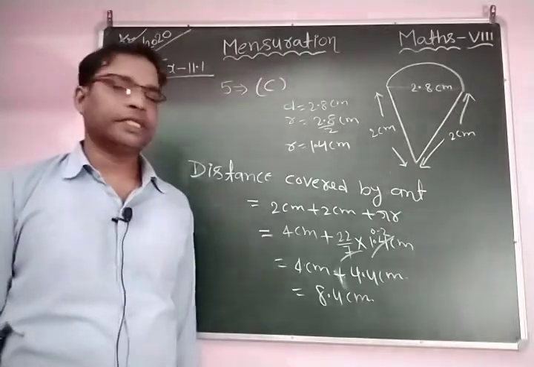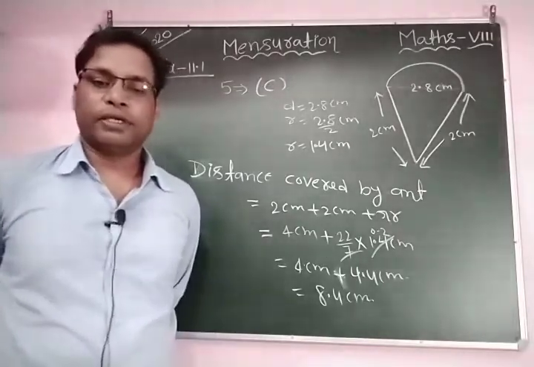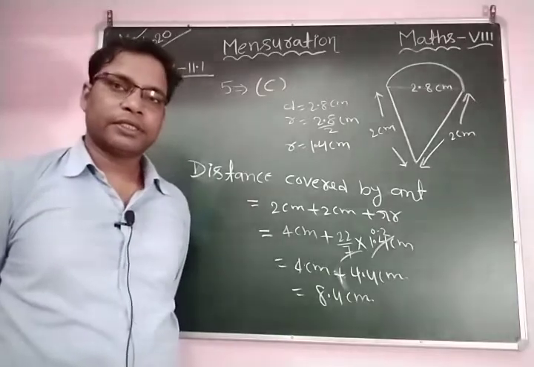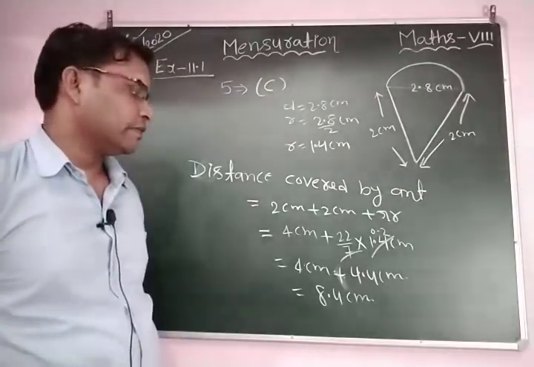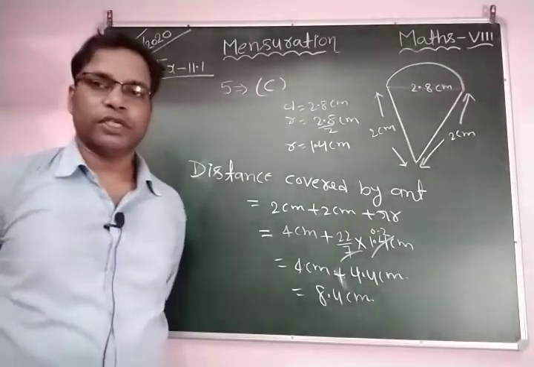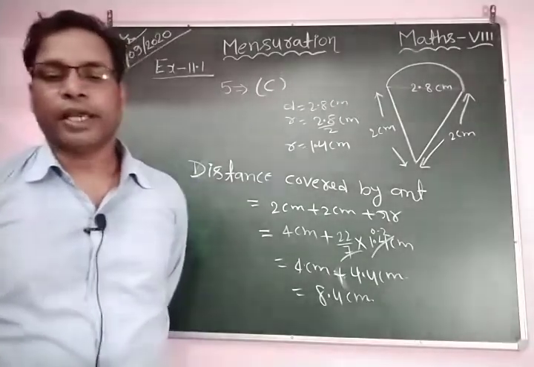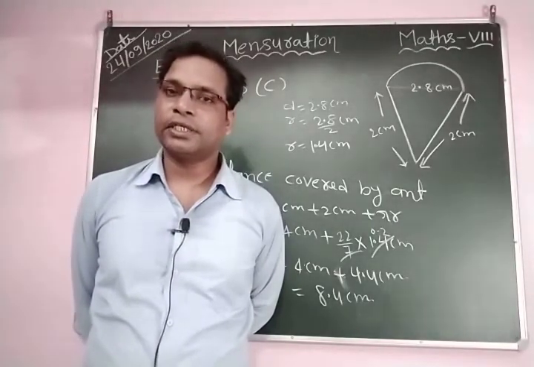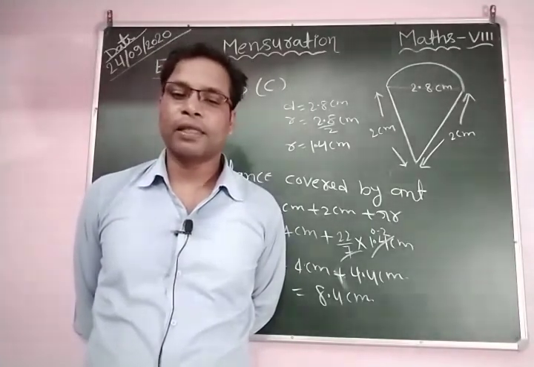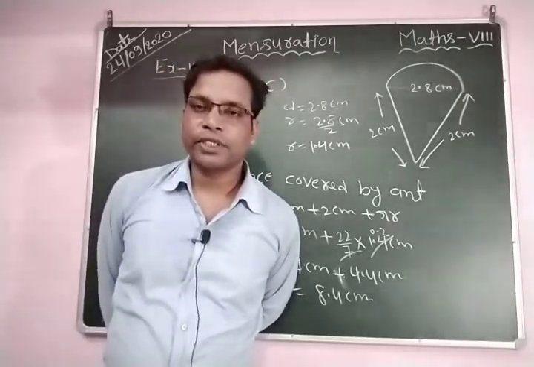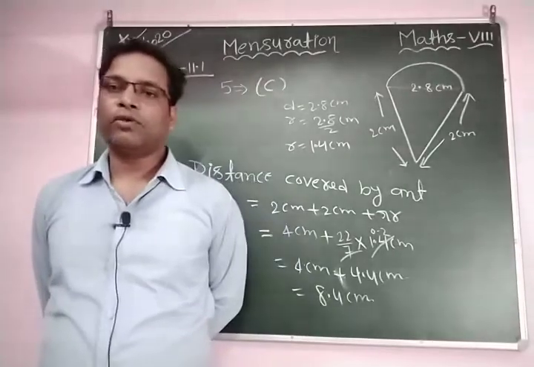So in this way you can see here the distance traveled by the ant in this case is 8.4 centimeter. In the second case, 10.4 centimeters, and the first case is 7.2 centimeters. So you can say the ant covered the greatest distance in the second part, in B part. Okay, so students, I hope all of you understood this question. Now we are going to discuss the next question. Let's see what is the next question.